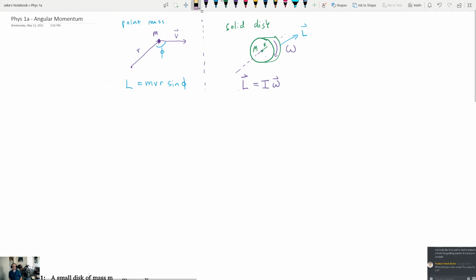Finally, there's the possibility that you can have an object that is doing both of these things at the same time. A good example of that is a planet as it revolves around the sun. So let's say this is the sun, right here, and let's say that this is the Earth.